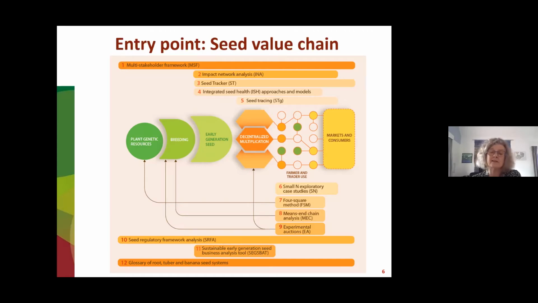We also have some tools which are looking more at the formal seed system side and business models around seed production. So one of those is the Sustainable Early Generation Seed Business Analysis tool. And as Graham mentioned, Context also have a business analysis tool for cassava processor-led models. And we're looking forward to learning more about that. So this is one way of thinking, how do we start to analyze how a seed system is functioning, depending on our own country or institutional context, where would it be best to focus our questions?